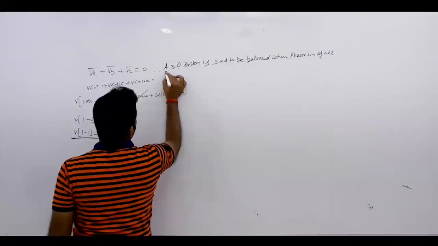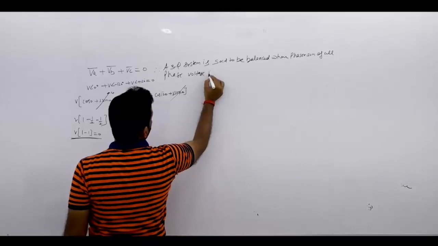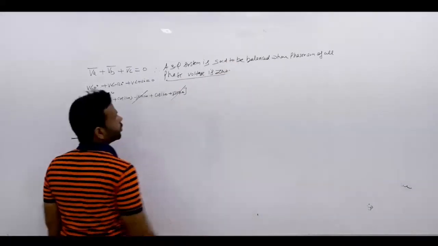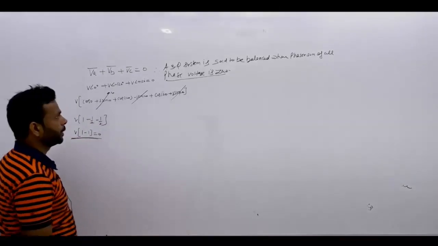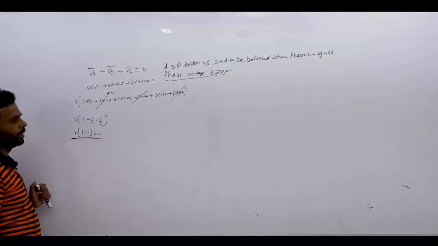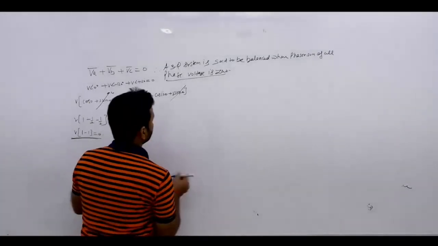Phase voltage are 0. Of all phase voltage is 0. So this is the condition for a system to be a balanced system. Okay, now let's take the example of unbalanced system. So let's see what are the example of unbalanced system.